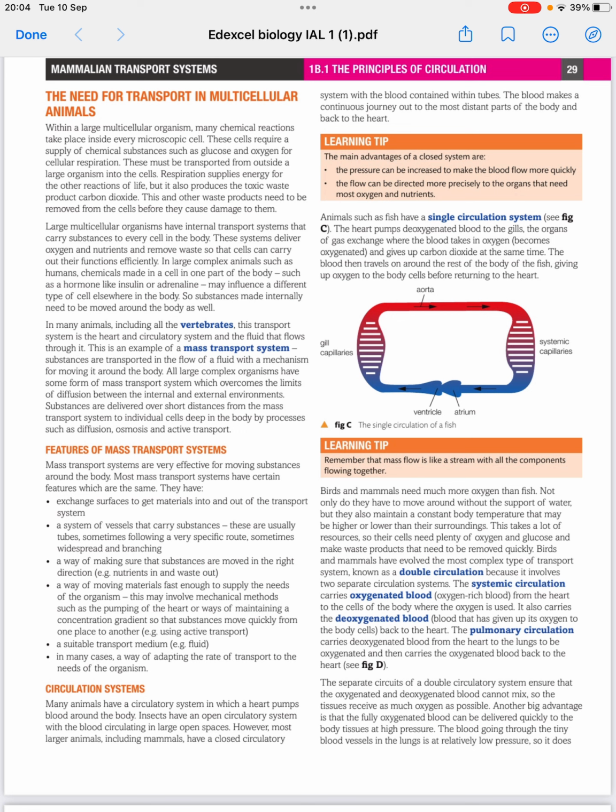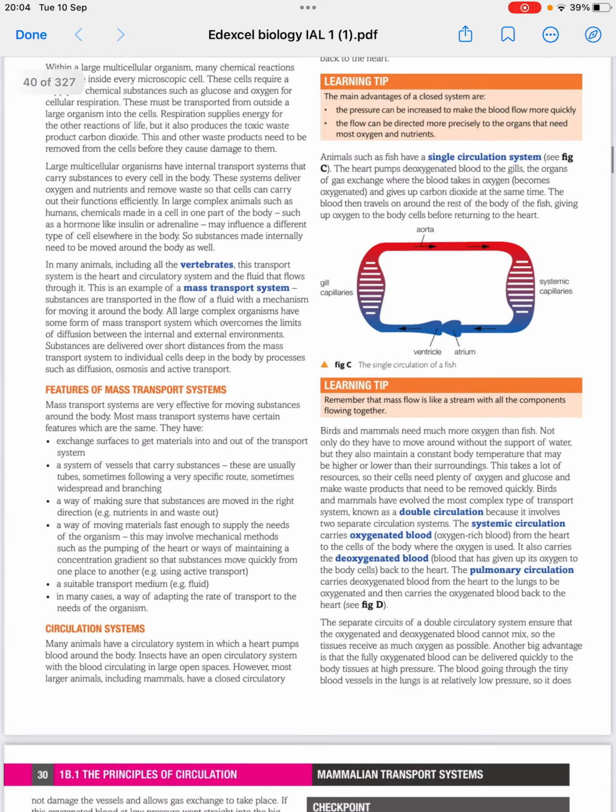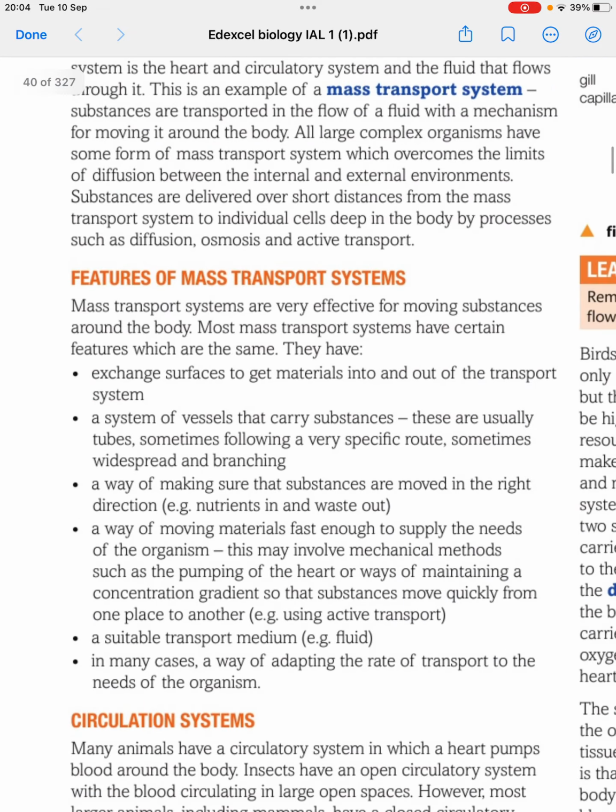So, do you want to start with the features of mass transport systems now? Let's go. Okay, let's go. Now, features of mass transport systems. Mass transport systems are very effective for moving substances around the body. Most mass transport systems have certain features which are the same. They have six points which are their features.